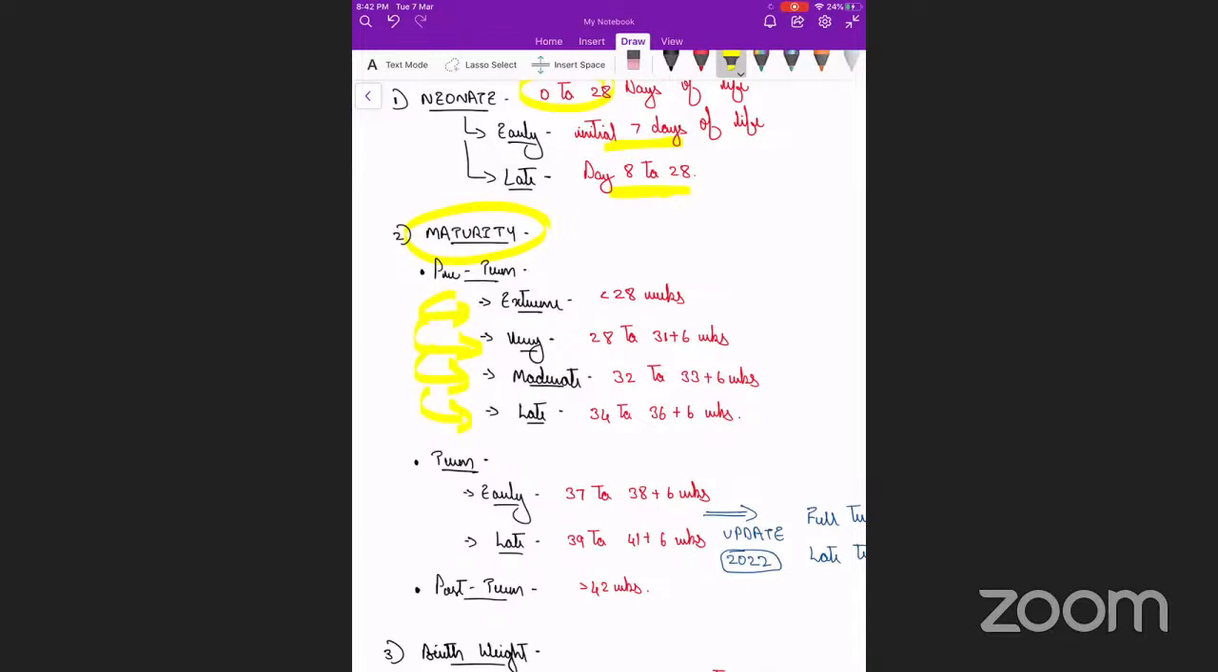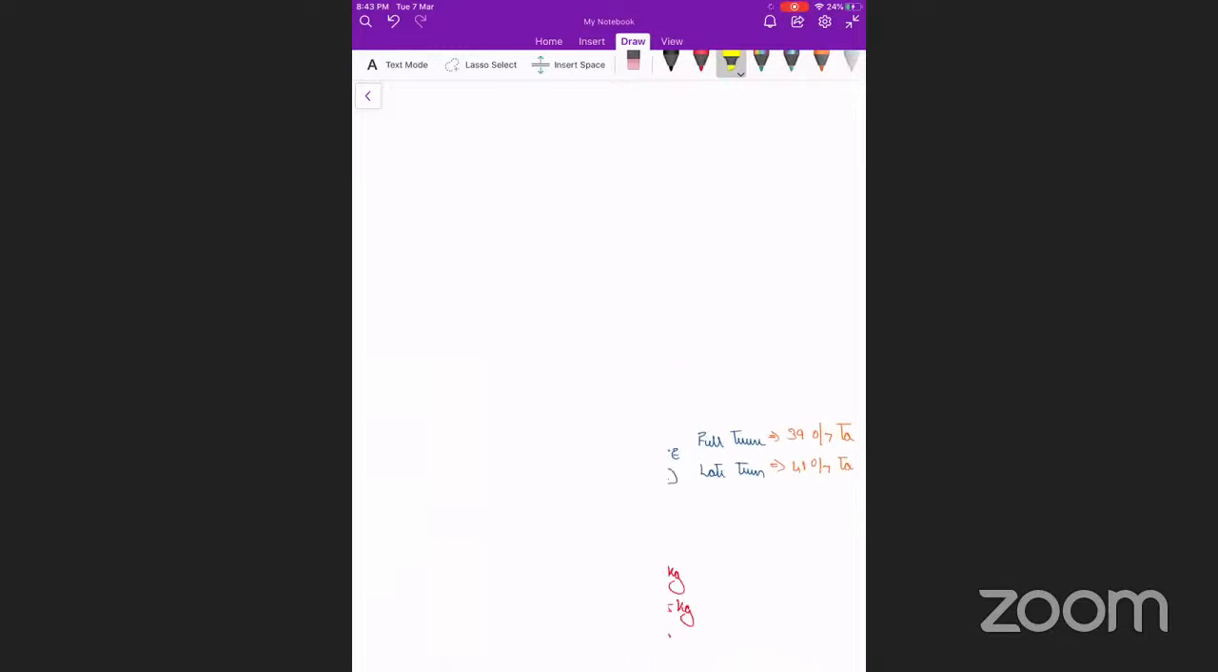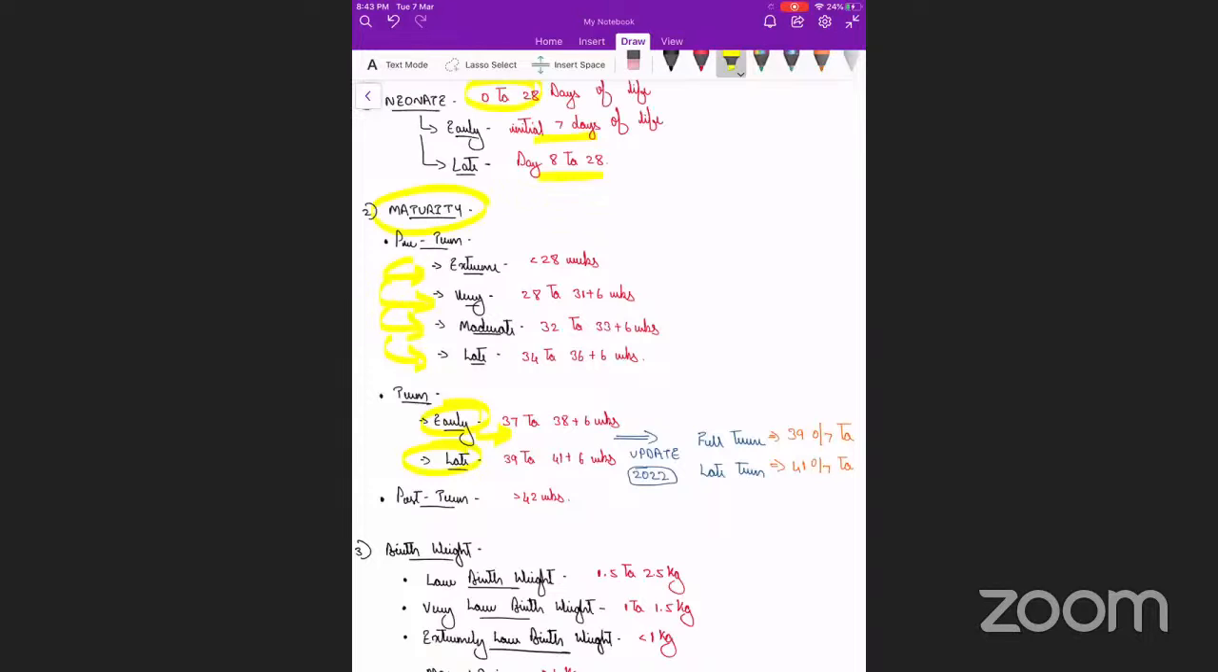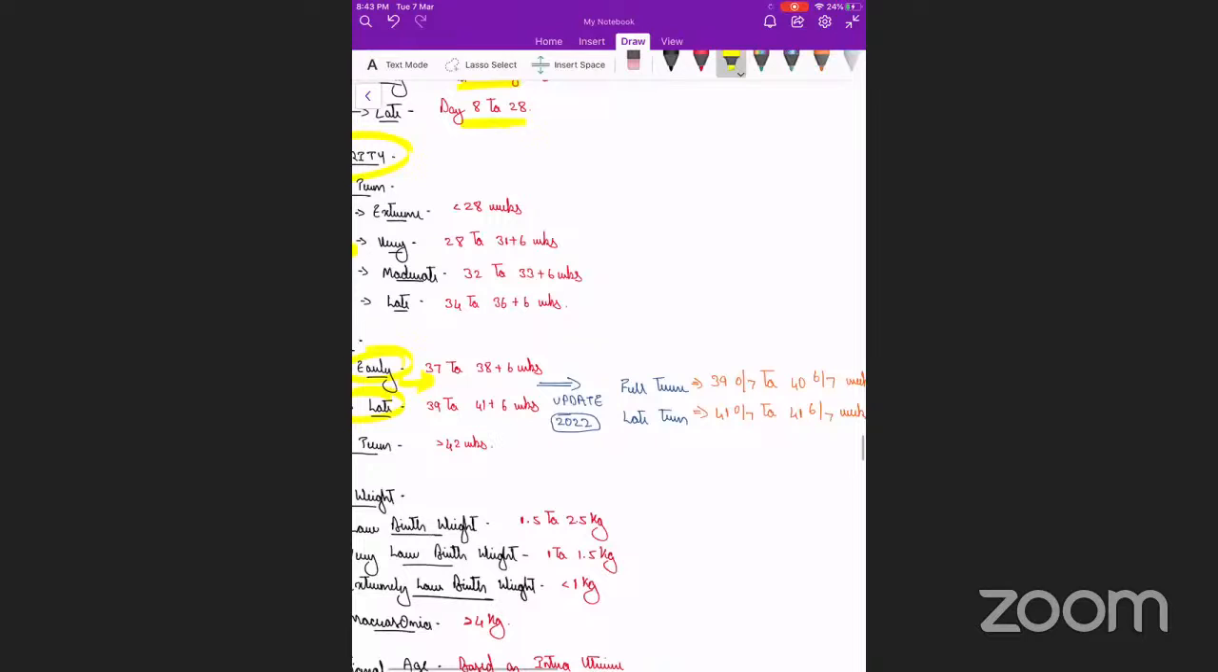Next is term baby. Term is again classified into early term, 37 to 39 weeks, that is 38 weeks plus 6 days. Fine. And late. So over here there is a slight change. The present 2022 update says that after early term we divide the term babies into full term or late term.